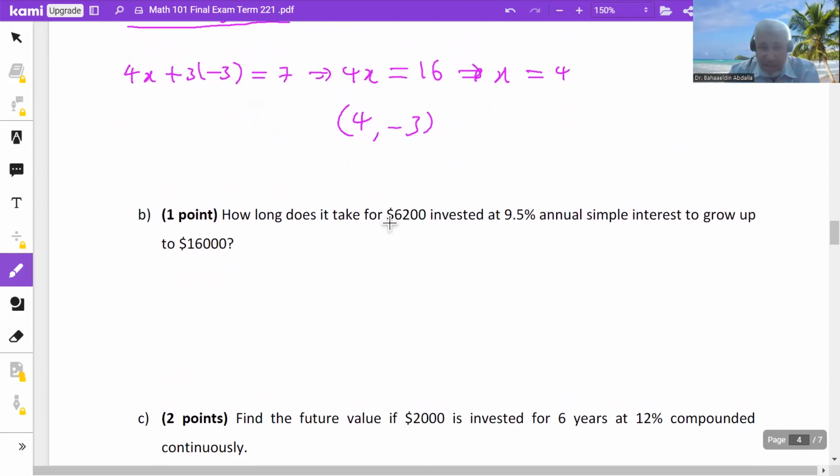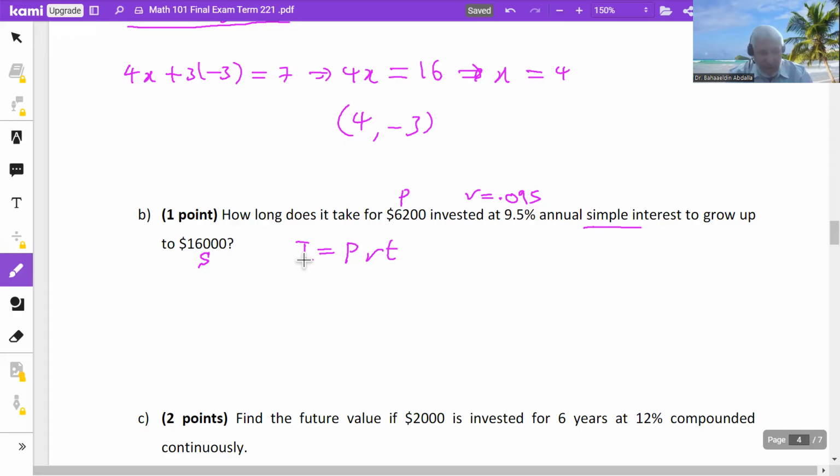How long does it take for 6,200 invested at 0.095, you divide by 100, this is r, annual simple interest. This is not compounded, simple interest, to grow up to this one. So this is the future value. Well, the formula of the simple interest is I equals P r T. But notice I here is the interest.